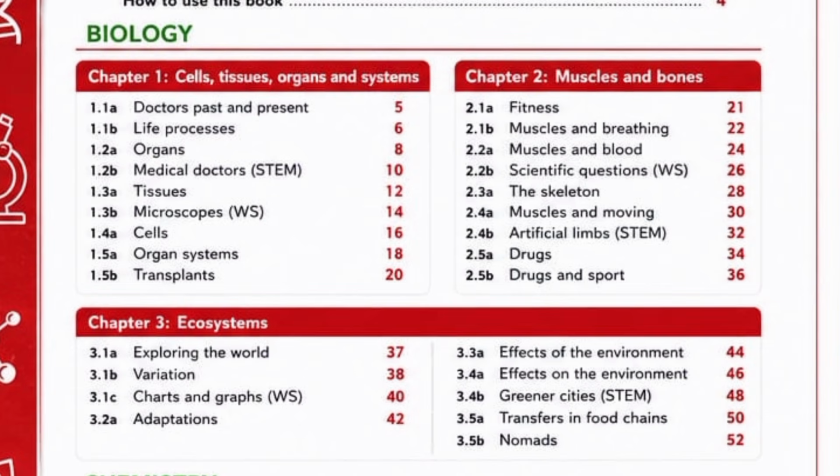Chapter 3: Ecosystems. This chapter takes us into the world of living organisms and their environment. It covers variation, adaptations, environmental effects, food chains, and greener cities.